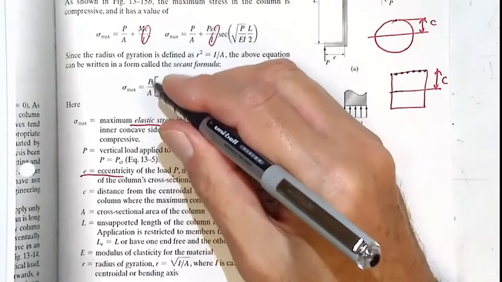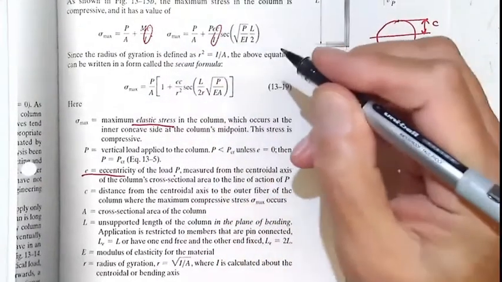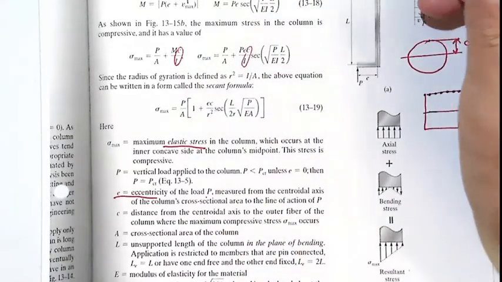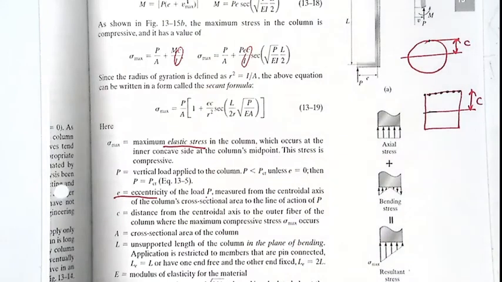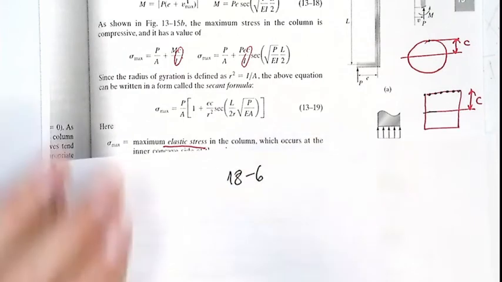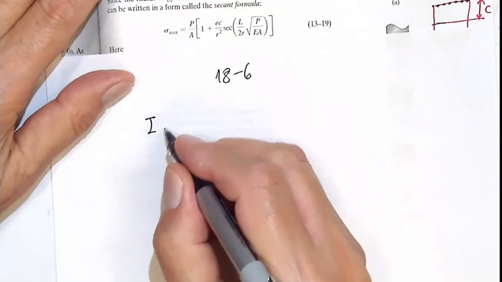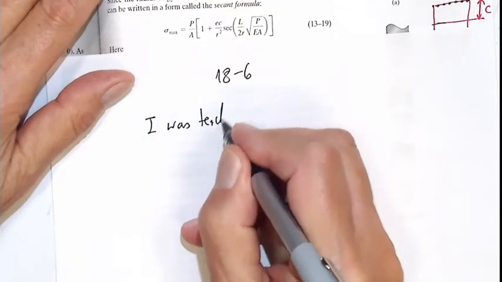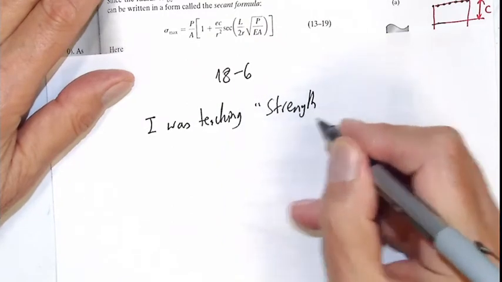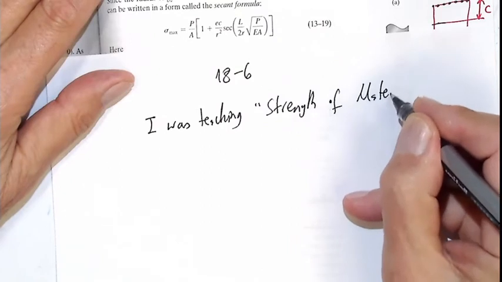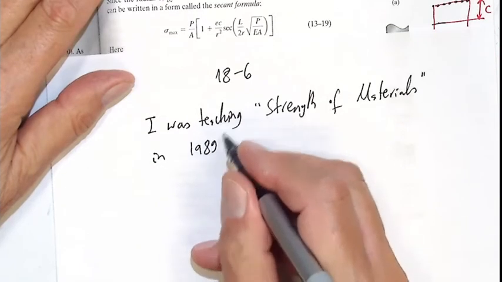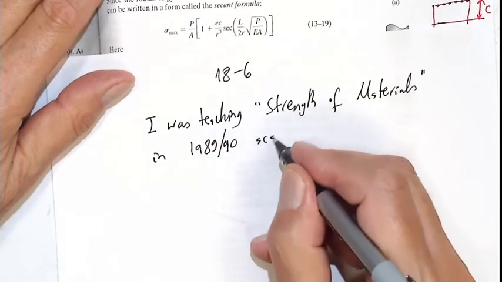So that is a familiar expression. Why did we do all this algebra? Because P over A is something that talks to our mind. I think I told you this story, and maybe I will repeat it. I was teaching strength of materials in the 1989-1990 academic year.